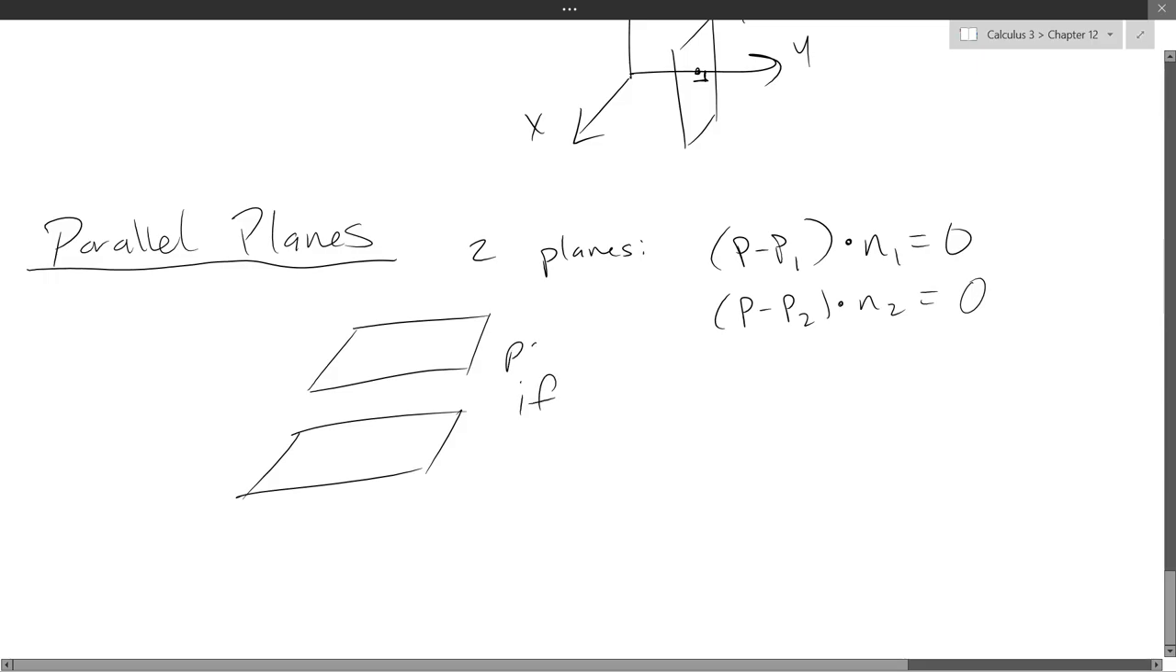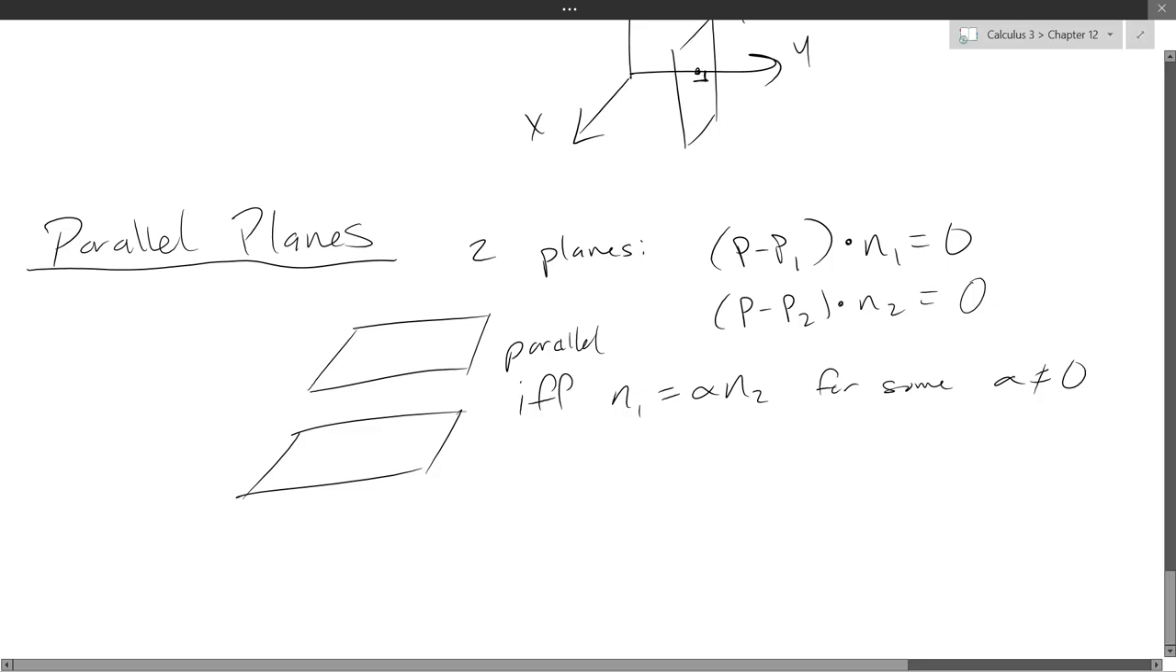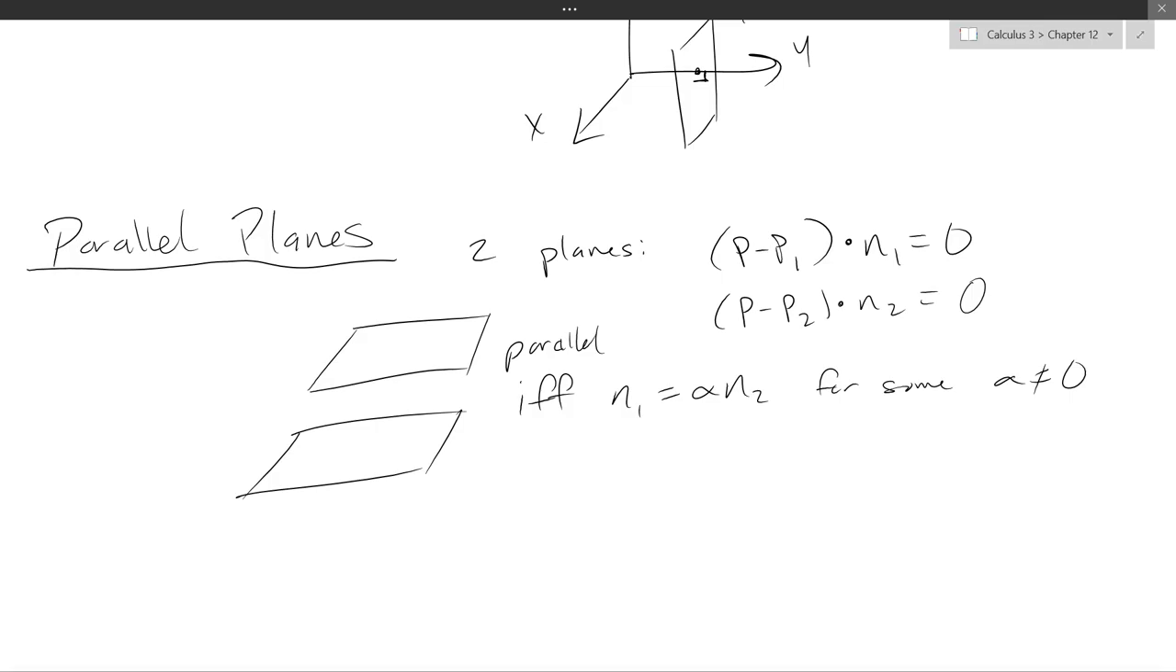So they are parallel if n1 equals alpha n2 for some scalar that's not zero. And I can actually say parallel if and only if. So if your normal vectors are not parallel, I can say your planes are not parallel. If your planes are parallel, I can say your normals are parallel.